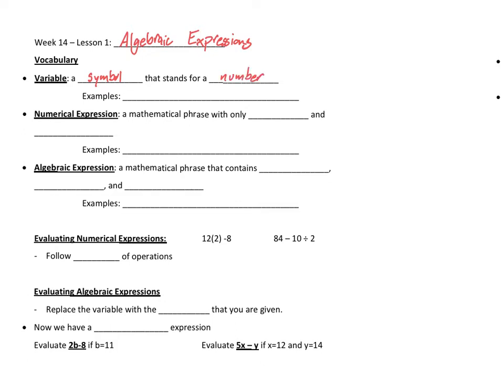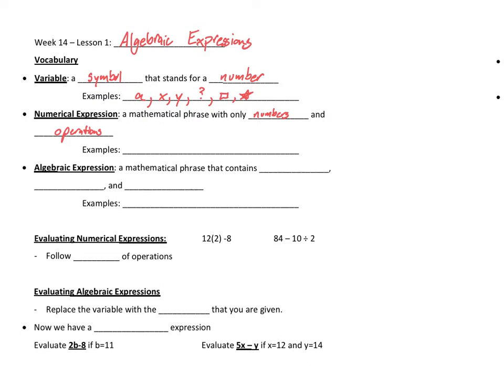So a lot of times with variables, we'll use letters like A or X or Y, but it doesn't have to be. Sometimes you'll see it as a question mark, could be a box, could be a star, could be any symbol that represents a number. Okay, so then next, a numerical expression. It's a mathematical phrase with only numbers and operations. Add, subtract, multiply, divide, exponents, that kind of thing.